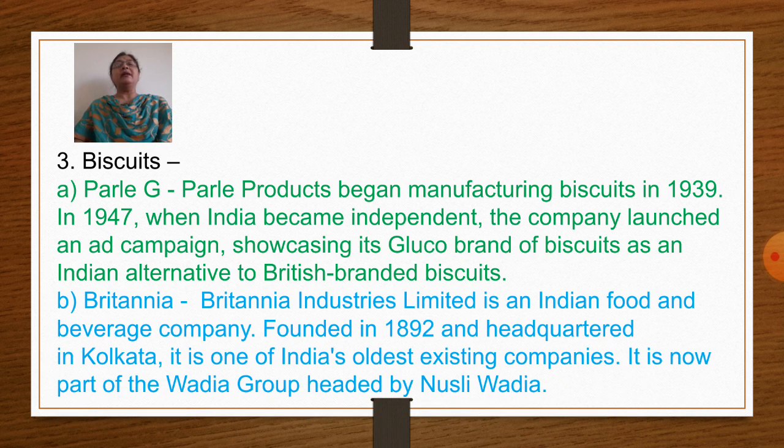Next brand, Britannia. Britannia Industries Limited is an Indian food and beverage company founded in 1892 and headquartered in Kolkata. It is one of India's oldest existing companies. It is now part of the Wadia Group headed by Nusli Wadia.